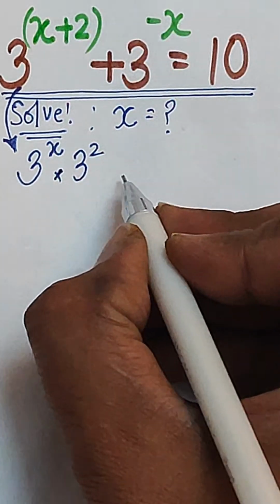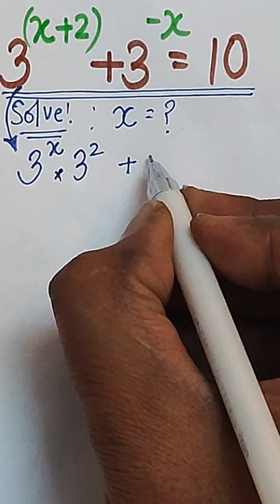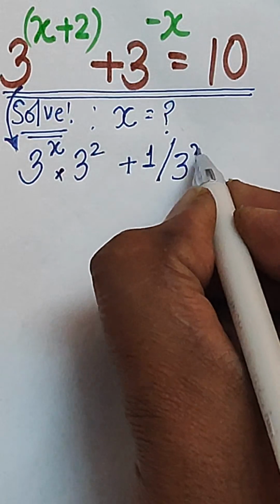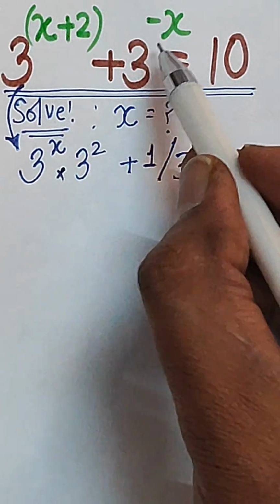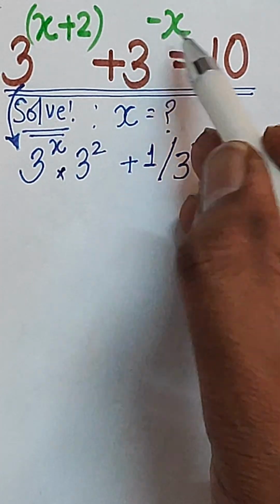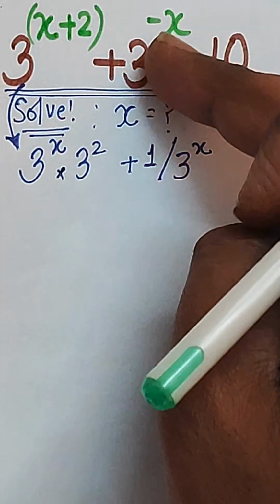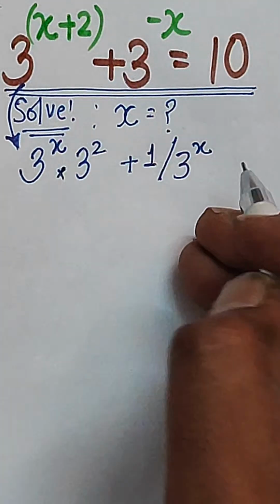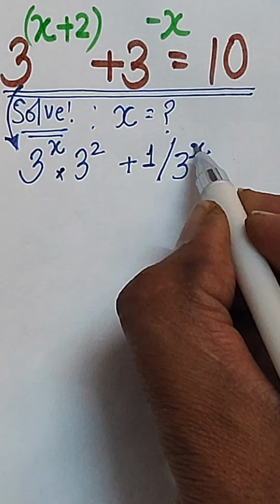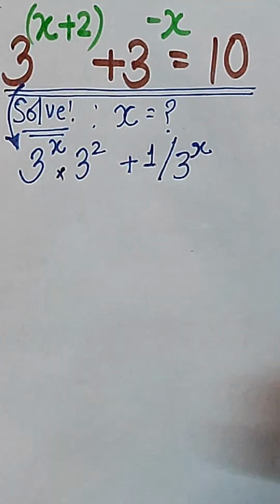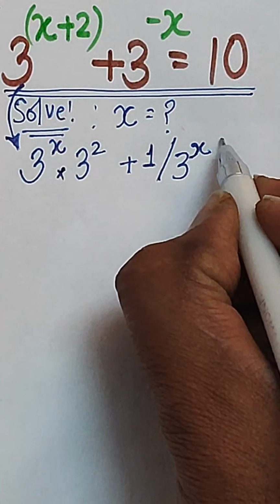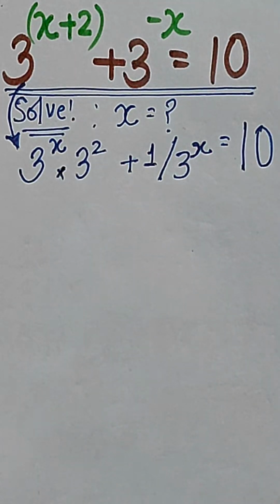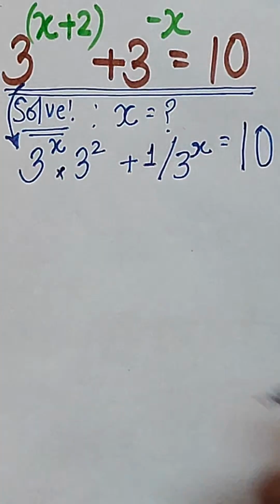Similarly, this 3 power minus x can be written as 1 by 3 power x. Why? Because the exponent is negative, just move the entire term with the base into the denominator. Then the negative sign of the exponent will be converted into positive. You can see the sign of x in the denominator is positive, right? And that is equal to 10.